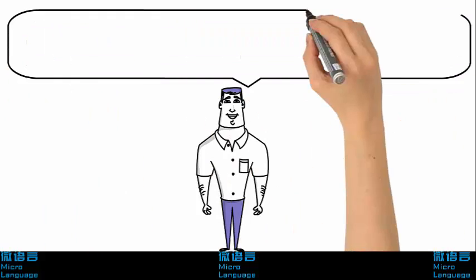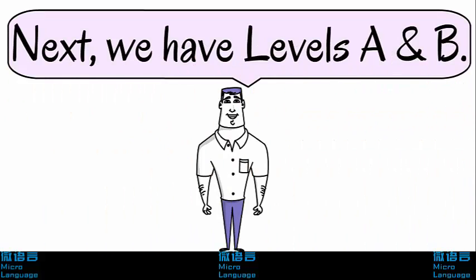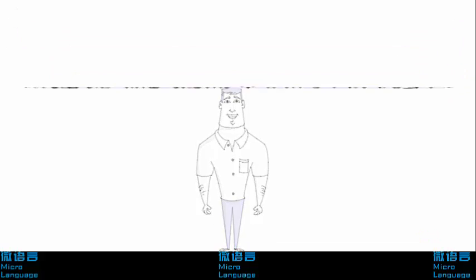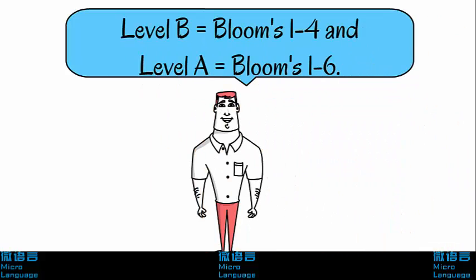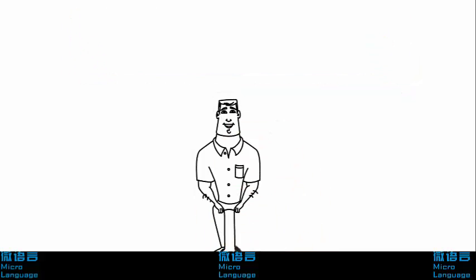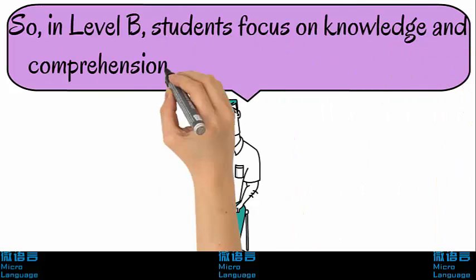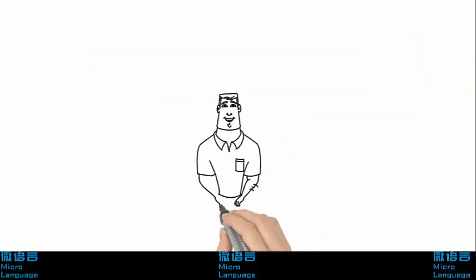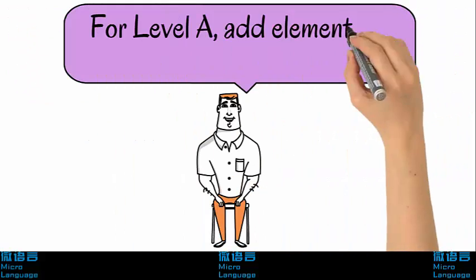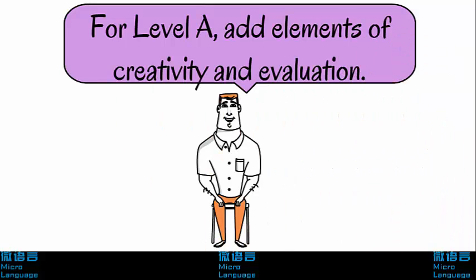The next 2 levels pertain to the majority of our clients and differ only slightly. These levels are, as you might imagine, A and B. When we relate these levels to Bloom's, we assign Bloom's levels 1 through 4 to our level B and all of Bloom's levels 1 through 6 to our level A. For level B, this means that we design lessons that allow students to gain knowledge and comprehension and give them opportunities to apply and analyze this knowledge. For level A, we add elements of creativity and evaluation, whereby students may be required to create brochures, leaflets, websites, phone apps, and then evaluate theirs and their classmates' work, offering their extensive opinions along the way.